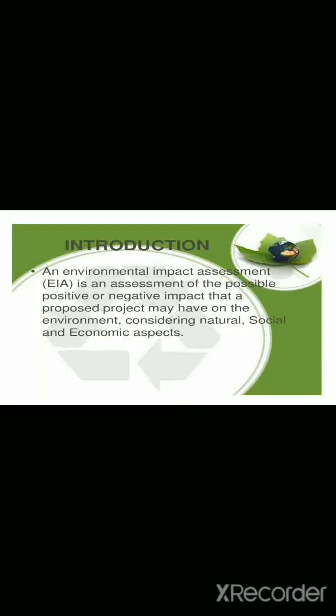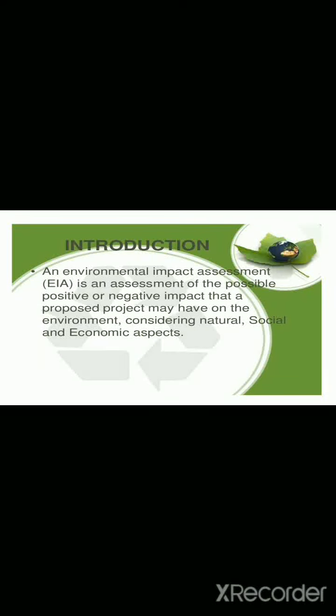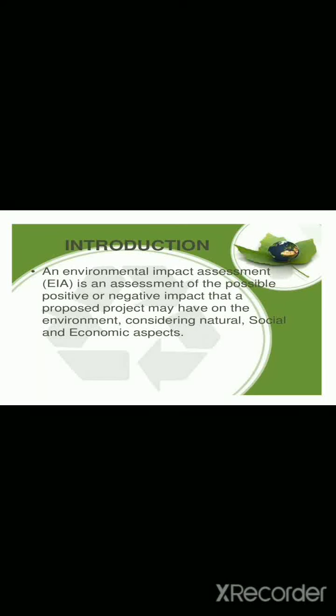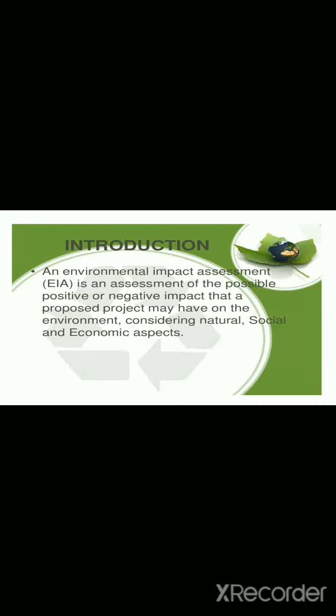This is the introduction regarding EIA. Environmental impact assessment is an assessment of the possible positive and negative impact that the proposed project may have on the environment, considering natural, social, and economic aspects. EIA is always necessary for a pulp and paper project, whether it is a new mill or the expansion of an existing facility. As for any industrial project of importance, EIA means avoiding environmental disturbances that are always much more expensive to correct after their occurrence than before.